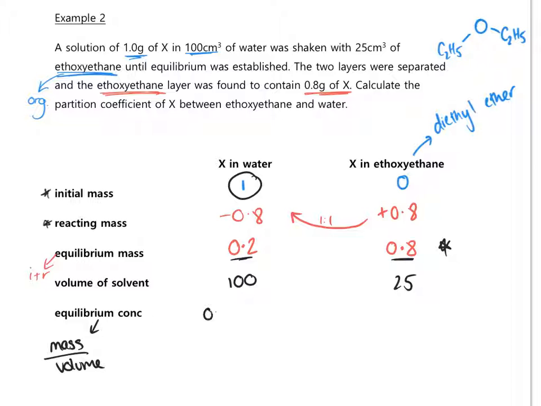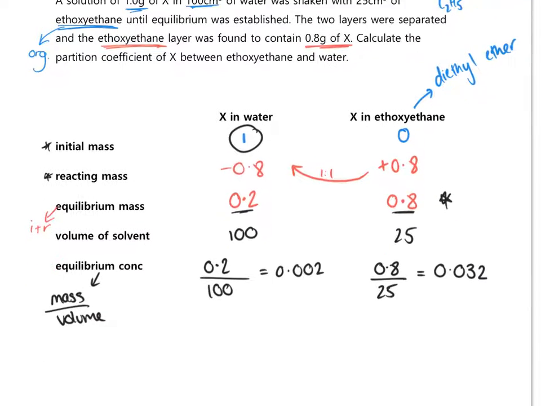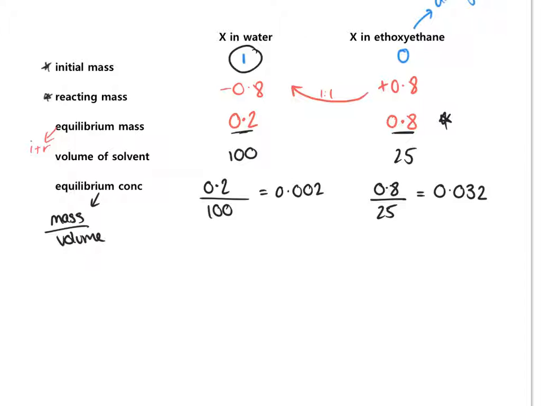So for X in water, 0.2 grams over 100, which gives me 0.002, or 2 times 10 to the minus 3. For the equilibrium concentration of X in ethoxyethane, it's going to be 0.8 divided by 25, which gives me 0.032. Now all that's left to do is put these concentrations into my expression for Kd.